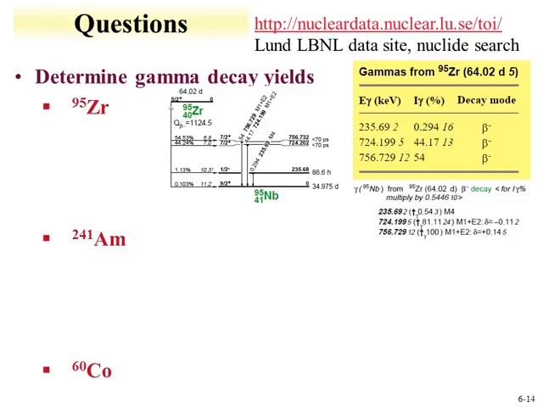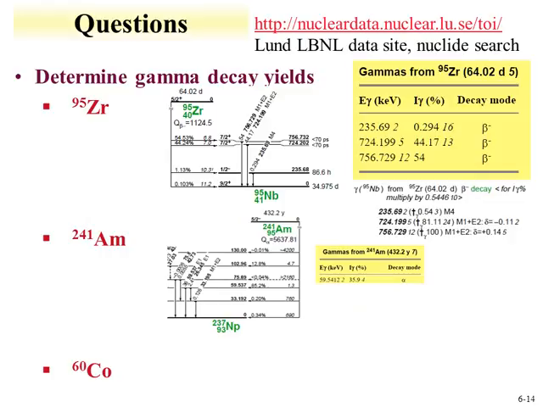We can also look for the data for americium-241, which decays prominently by a 59.5 keV photon. If we go to the Lund Berkeley site, we see that the gamma intensity is 35.9%. Comparing this with what we see from the table of the isotopes, here's americium-241. This is a truncated table, and it decays 85.2% of the time to this 59.5 keV excited state.